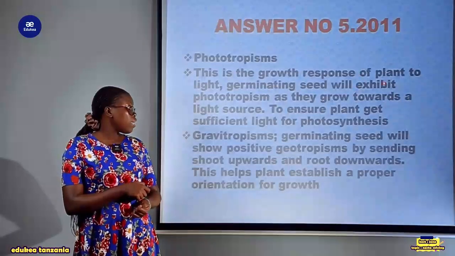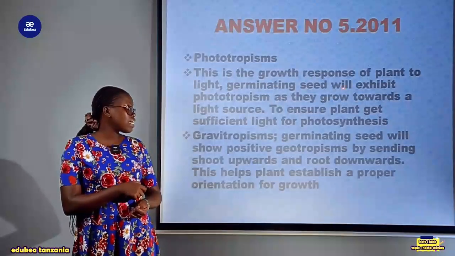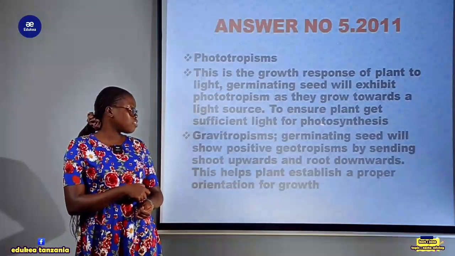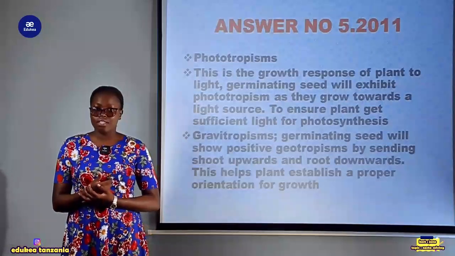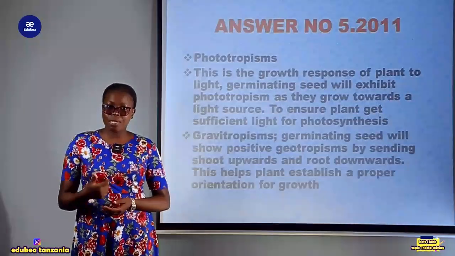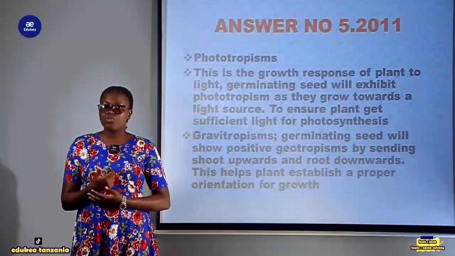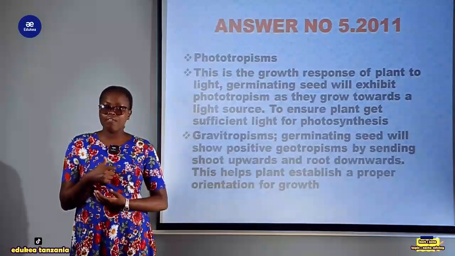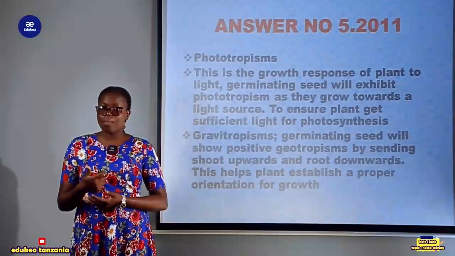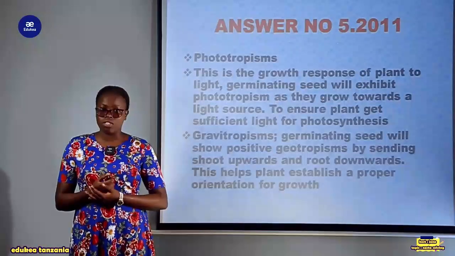Germinating seeds will exhibit phototropism as they grow towards a light source to ensure plants get sufficient light for photosynthesis. So the germinating seed will exhibit positive phototropism to ensure that it gets enough sunlight for photosynthesis, the process whereby the plant manufactures its own food.